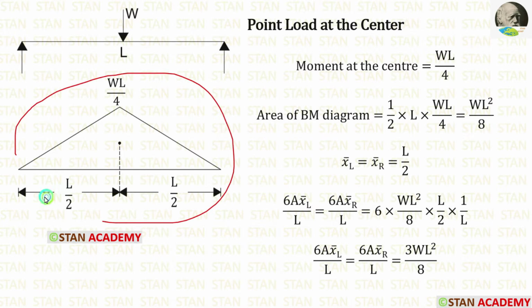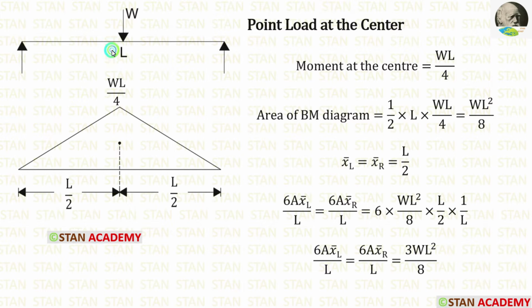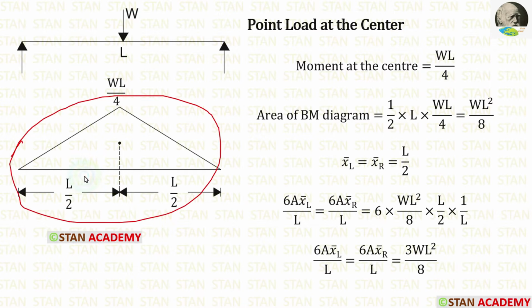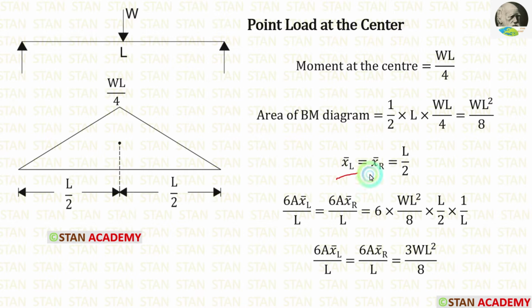This is a triangle. We know the formula for the area of the triangle: half into breadth into height. For this triangle, the breadth is L, the height is WL upon 4. We can apply that. When we apply, we are getting WL square by 8. This triangle is symmetrical, so we can easily calculate the centroid. The centroid to the left side and the right side are L by 2.